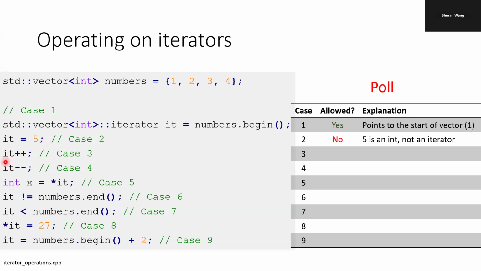Case 3, it++. Any of you think this is valid? Two hands, three hands? This is valid. it++ will increment the iterator to the next element. it--. How many of you would think this is valid? I wish I could see more hands. it-- is similar to ++. It will decrement the iterator to the previous element.